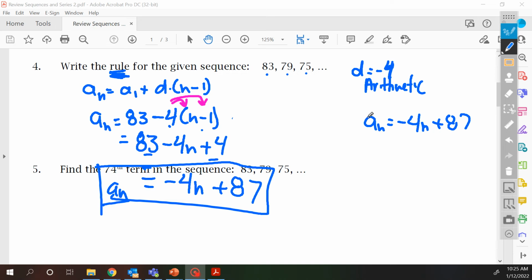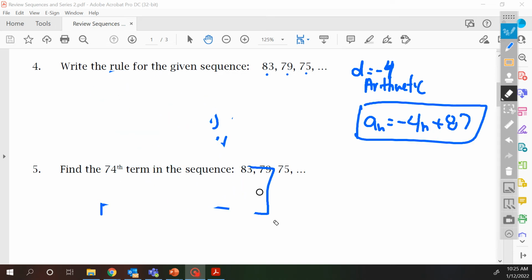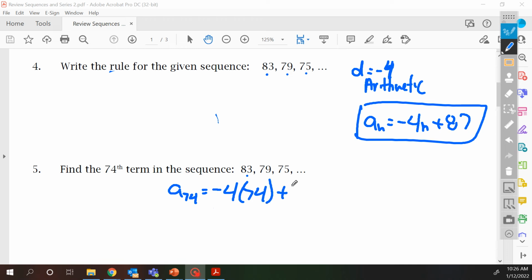The next problem wants us to find the 74th term in this sequence. Okay, now this can be done one of two ways. You can just take the first term and add the difference 73 times, or you can use this formula, which is the same thing. In its case, this is the simplified form. So I'm going to just use the formula. So the 74th term, negative 4 times 74 plus 87.